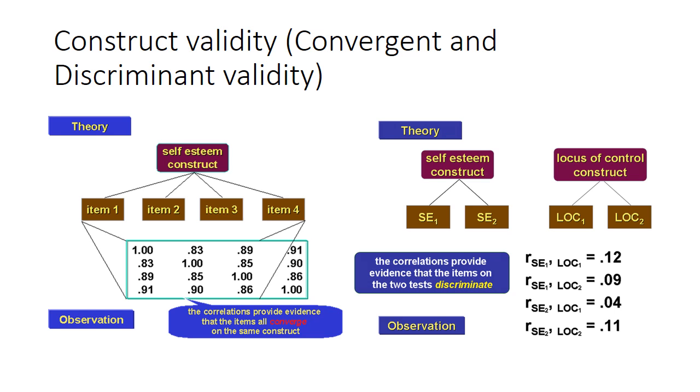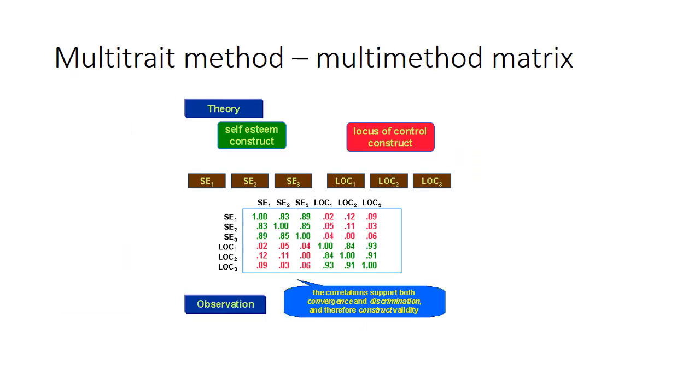Second is discrimination: these 2 questions must not be correlated with these 2 questions. If they are correlated, it means they are not defining that. A correlation provides evidence that the items on the two tests discriminate. So the items of locus of control, meaning the questions of locus of control, that are two questions, must not be correlating with the self-esteem questions. Simple. This is just to make you understand the concept in numbers.